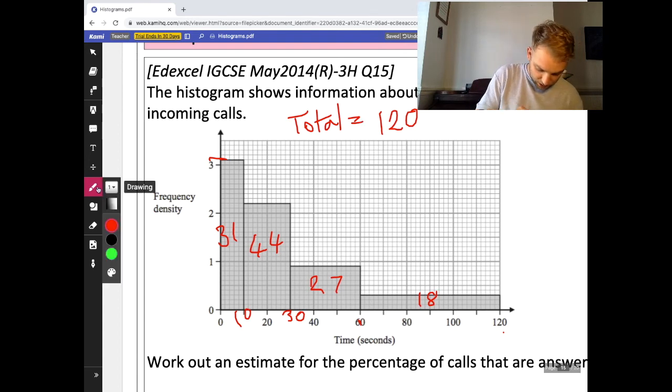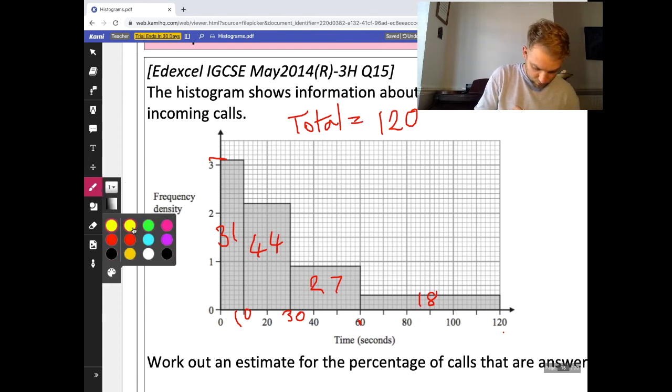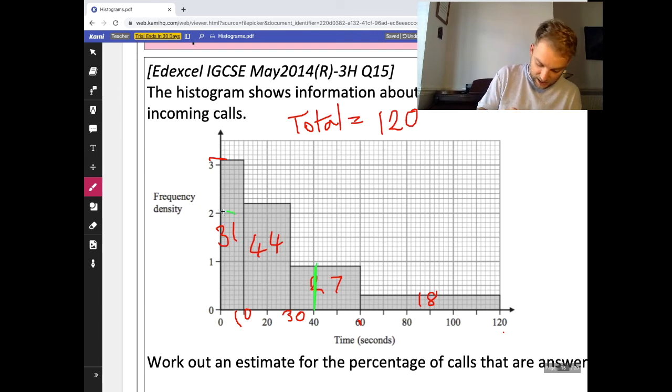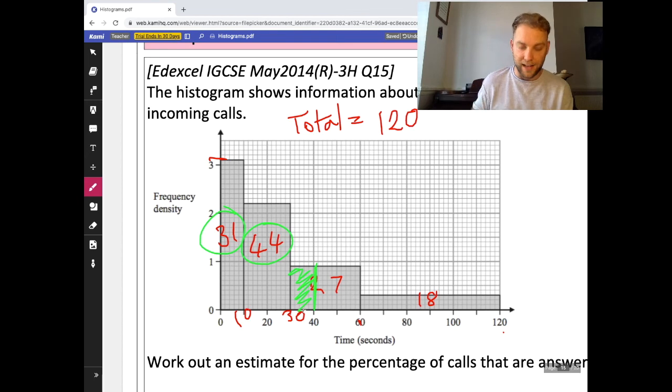So let's change my colour now. Let's change it to green. And we're looking for everything which is less than 40. So I've already got 2 of the areas which are less than 40. It's this 31 here and this 44. The only thing I don't know is this little area here, which is part of that next one, because the full one is 27.